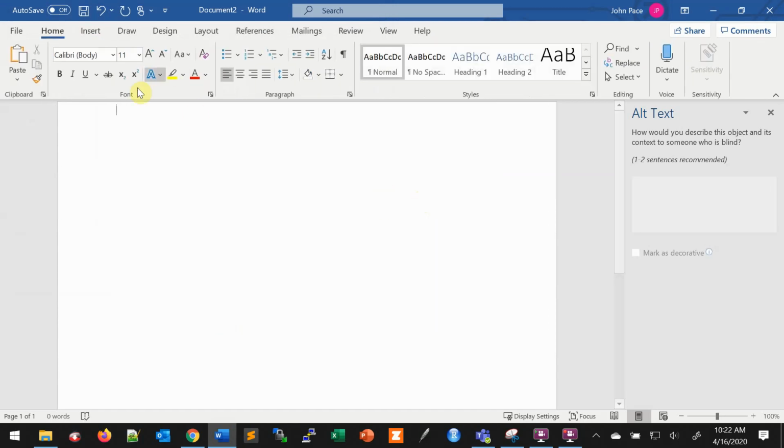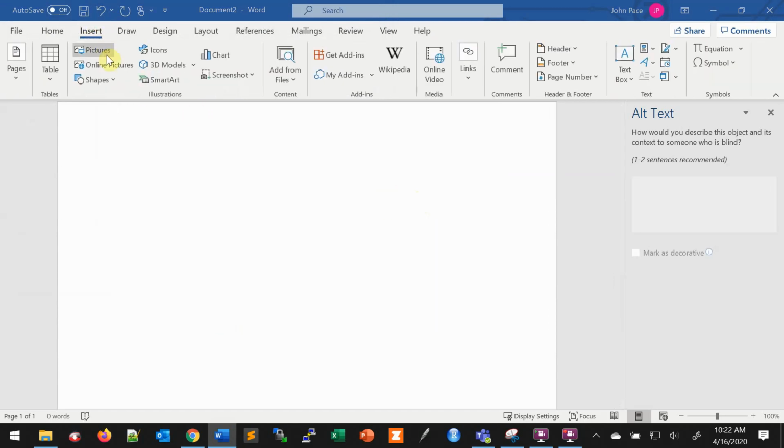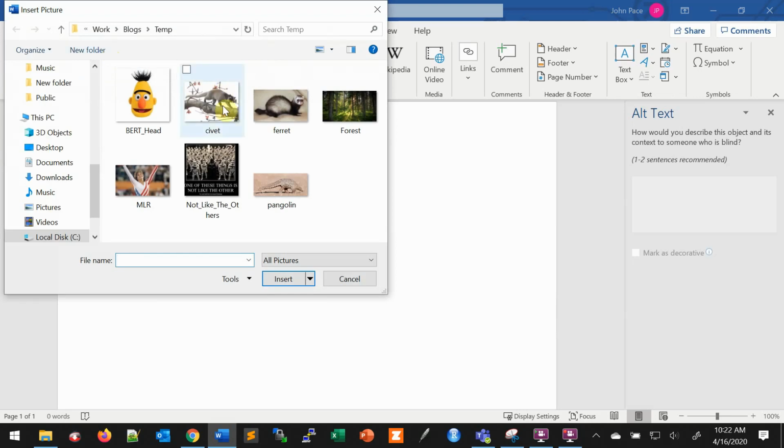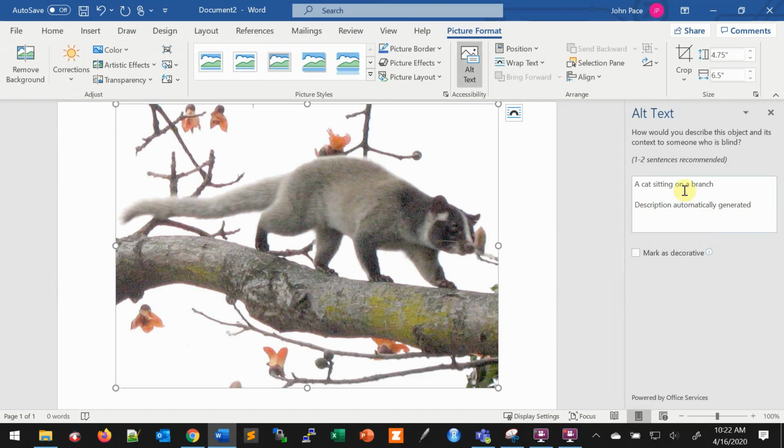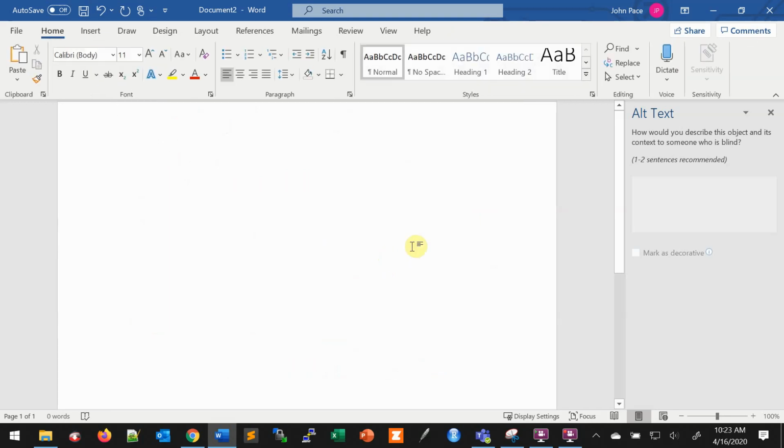Let's continue on. This time I'm going to insert a picture of something that's similar to a ferret, but it's called a civet. If we look at the caption here, it says "a cat sitting on a branch." Well, it got the branch part right, but civet it didn't classify correctly. Instead, it calls it a cat. We can see that over here. Why did it get ferret correctly but not civet, even though they look very similar? I'd give this probably a 6 out of 10 as far as Word's ability to create a good caption. How about another one?